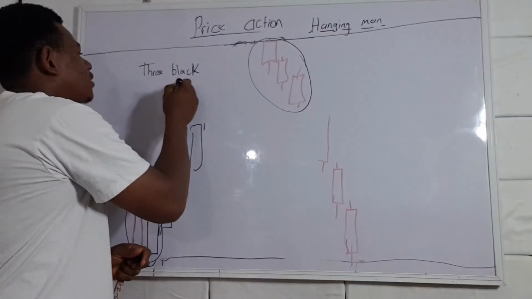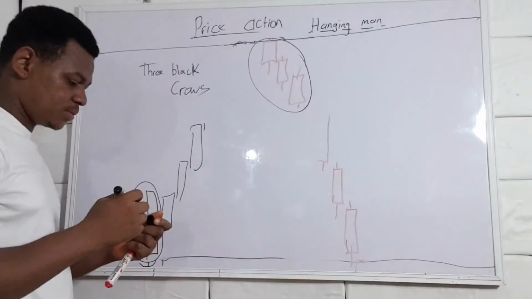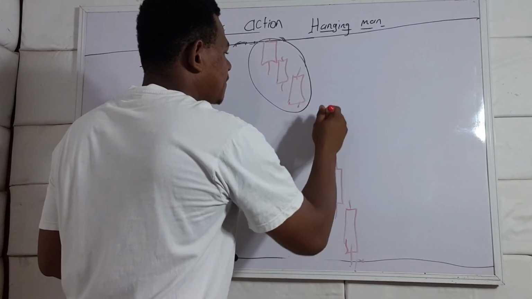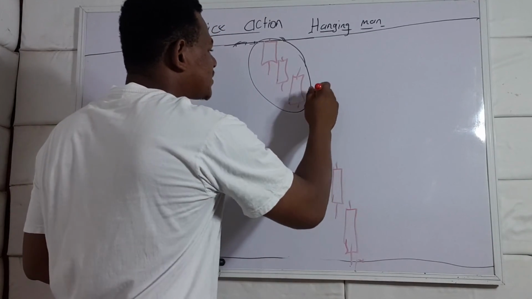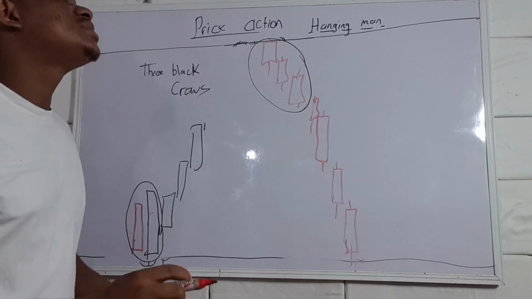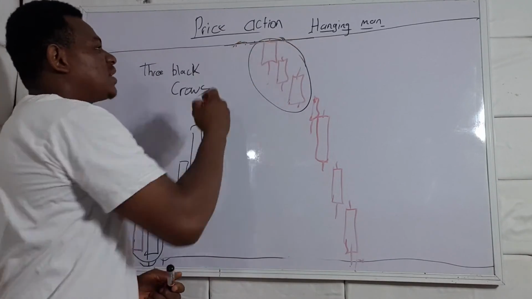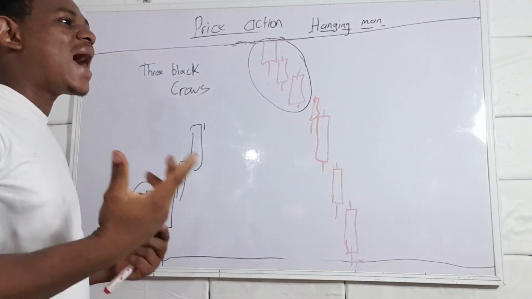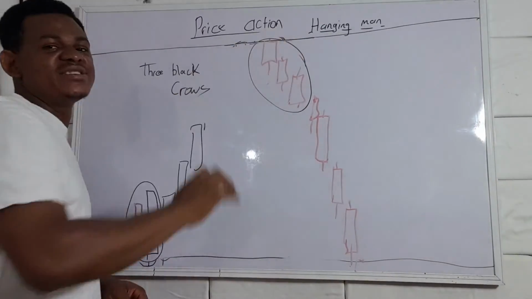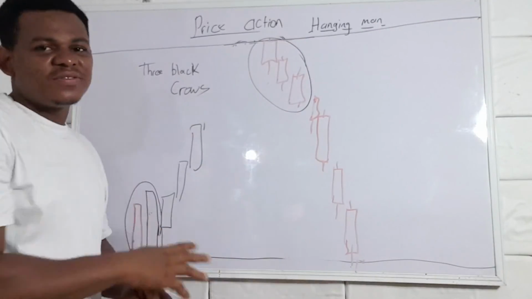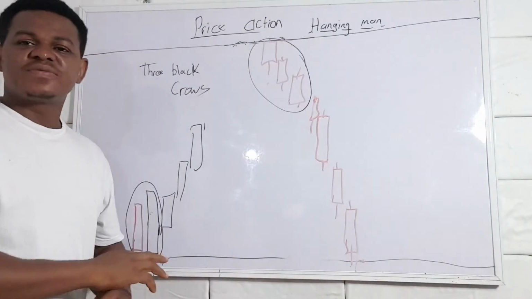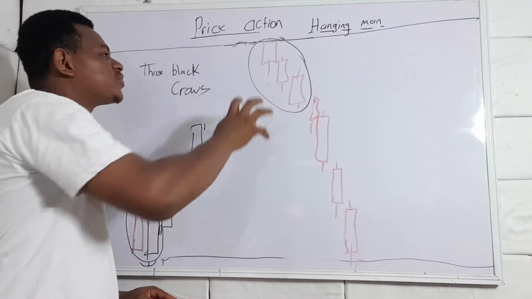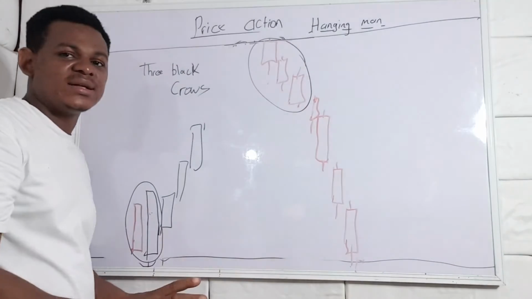So the 3 black crows. We always expect a downward movement when we see the 3 black crow at the resistance. Mind you, the bearish pattern formations are active when they are seen at a resistance. When it's seen at the middle, forget about it. When it's seen at a support, forget about it. It must be at the resistance. The candle must move them down at the resistance.